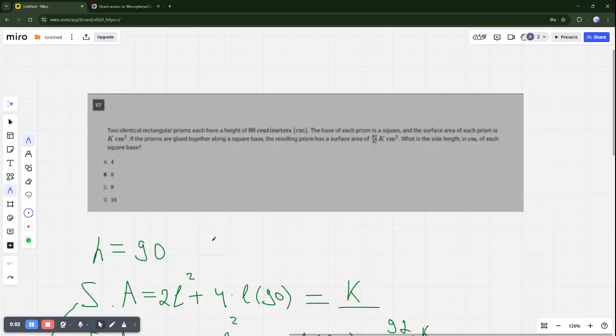Two identical rectangular prisms each have a height of 90 centimeters. The base of each prism is a square, and the surface area of each prism is k centimeters squared. If the prisms are glued together along the square base, the resulting prism has a surface area of 92/47 k centimeters squared. What's the side length in centimeters of each square base?